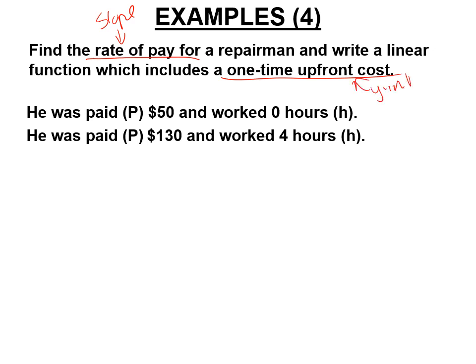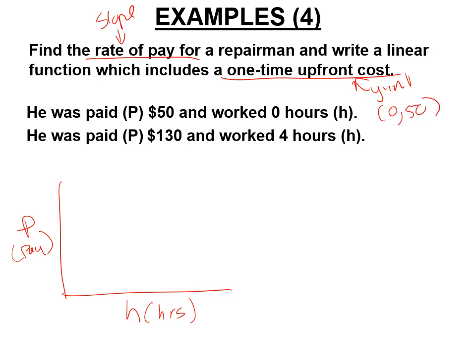Now, he was paid $50 and worked 0 hours. So let's understand what that's trying to tell you. Right? If we graph this, H would be for hours, down here, and P for pay would be up here. All right, so H is our X, and P is our Y. So this is the point 0, 50. You're not sketching this, so 0, 50.